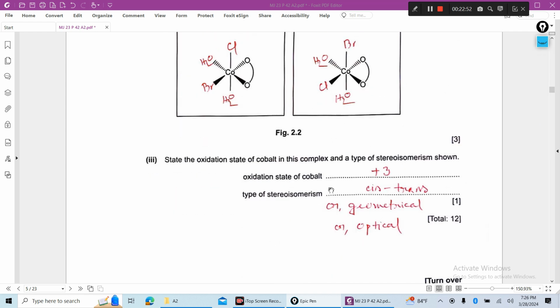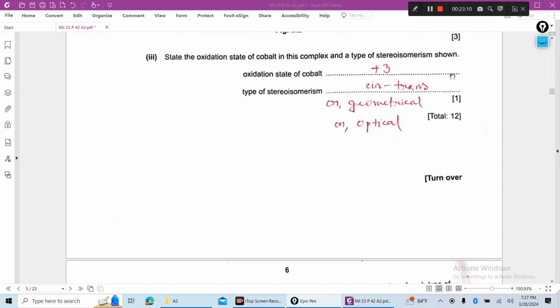Here cobalt is +3, and the type of stereoisomerism will be cis-trans, you can write, or geometrical, or you can write optical. You get marks. Let's move.